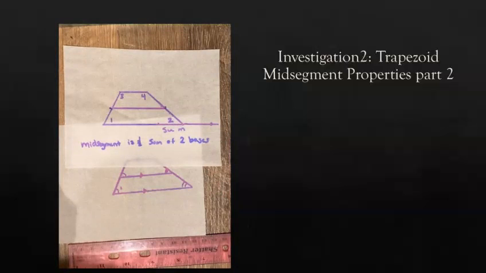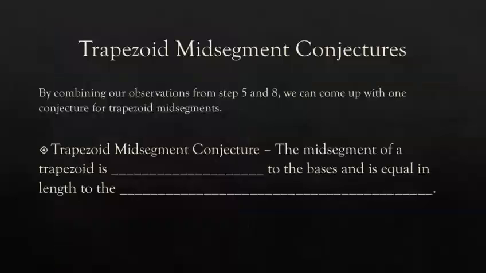So we're going to combine our observations from the last step in the first part to the last step in the second part, and we're going to come up with one conjecture for trapezoids. The mid-segment of a trapezoid is parallel to the bases. So that's what we discovered in our first part by comparing the angles. We found that that mid-segment is parallel to both bases, and it's equal in length to the average of the two bases.